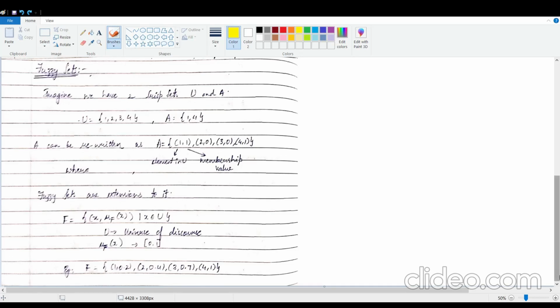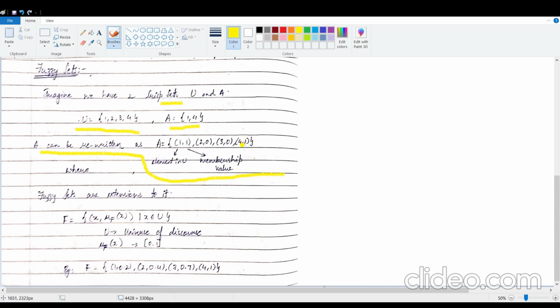In this class, let us try understanding fuzzy sets in a more practical manner. Let us take the example of two crisp sets. Crisp sets are your regular sets, and let us have a universal set which has 4 elements 1, 2, 3, 4, and another set called A which has 2 elements 1 and 4.